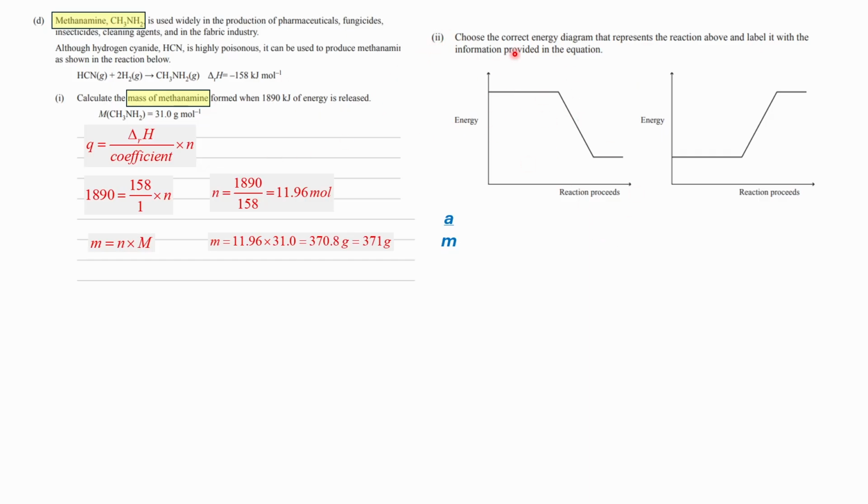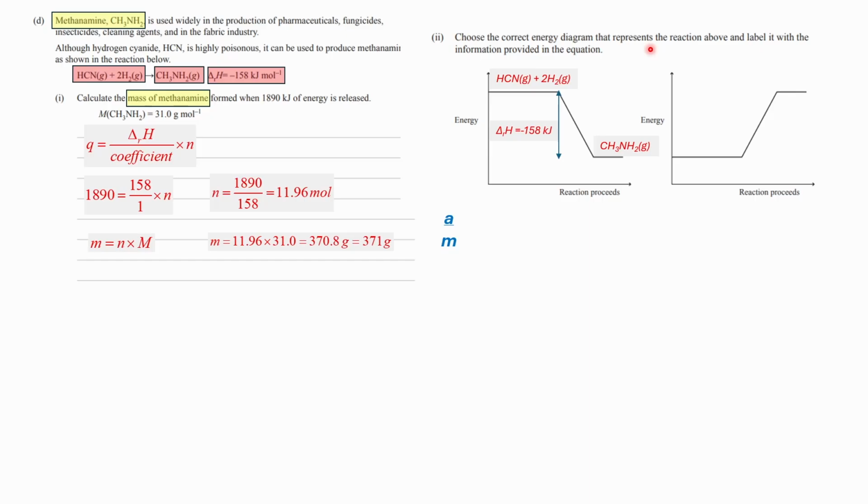Remember, the horizontal line on the left is the reactants, and the horizontal line on the right is the products. So we take the reactants and put them on the left at the top here. We take the products and put them down the bottom here, and then we draw an arrow and label the difference in height between the products and the reactants as ΔrH. That's the enthalpy, or energy, and that's negative 158 kilojoules. You can't just write reactants and products here, because it said label it with information provided by the equation. So they want the specifics here. Choose the correct diagram and label it.